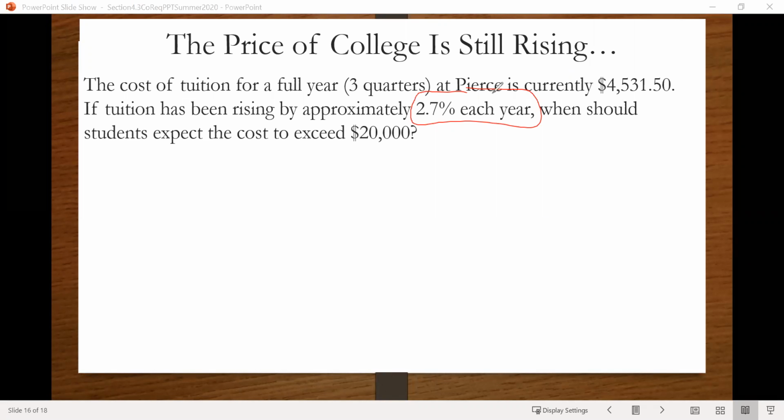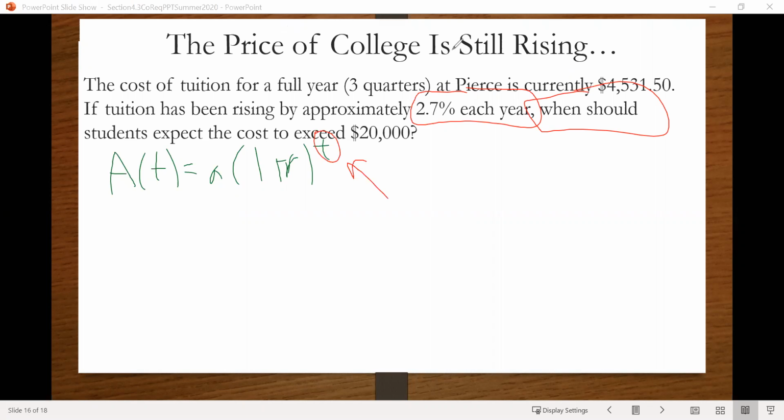Also, because we have the percentage, that tells us we probably want to use that form of exponentials that are something like f of x, and actually, since this is an amount, I'm going to call it A of t equals lowercase a times 1 plus r to the tth power. And we're trying to figure out when. It says, when should students expect the cost to exceed $20,000? This means we're looking for a value of t here. We're trying to figure out the amount of time it's going to take. So that means we should have the information for everything else.